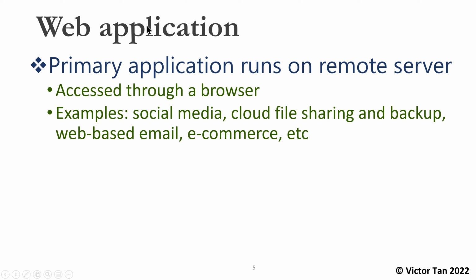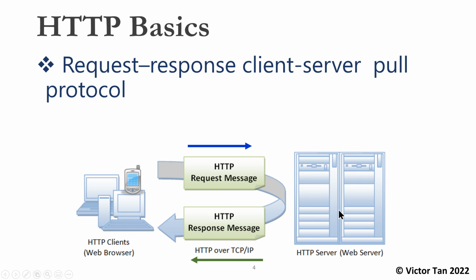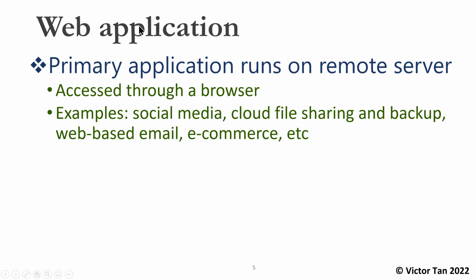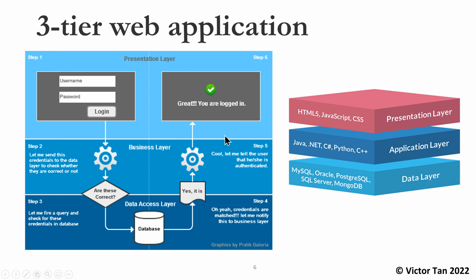Now web applications run on HTTP, and the primary part of the web application will run on a remote server such as this. Okay, so the primary part of a web application is accessed through a browser such as Edge or Chrome or Firefox, and prime examples of web applications are social media apps like Facebook, Instagram, Twitter, cloud file sharing and backup like Google Docs, Dropbox and so on, web-based email like Gmail, e-commerce like Lazada and Shopee and so on. All these are basically web applications.